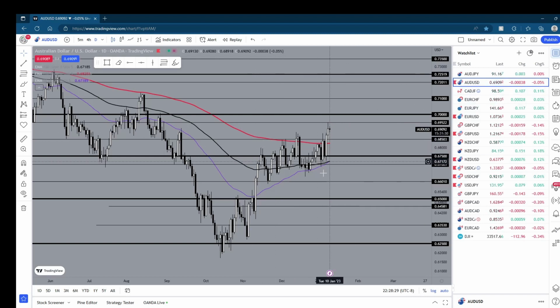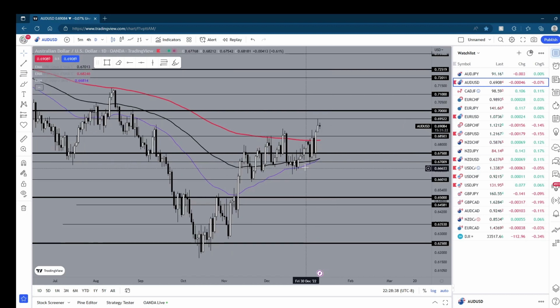Alright, so the first pair we're going to be going over is the Aussie USD. As we can see, this pair is in a clear downtrend. We can see that the 50 EMA, the purple, is starting to cross over the 100 EMA, and that's okay. As long as both of these EMAs don't cross the 200, which is the red one, and point upward, then we're still in a downtrend.